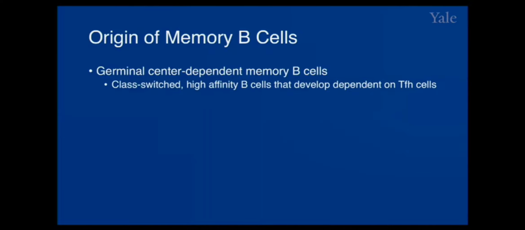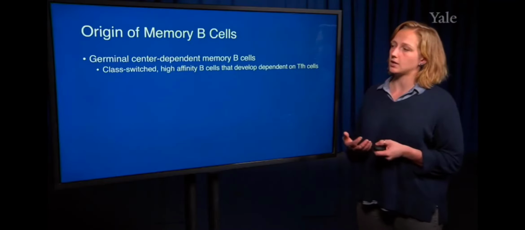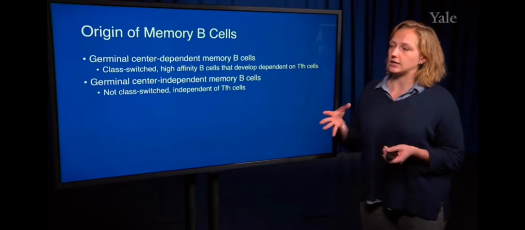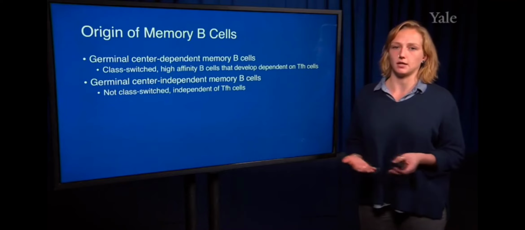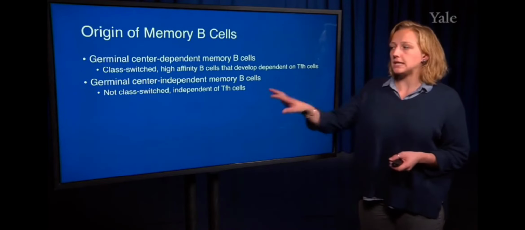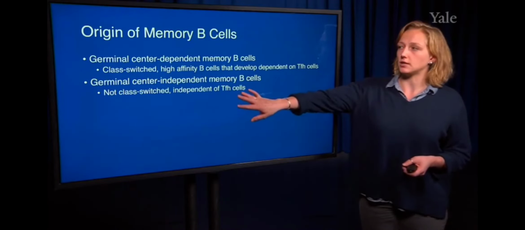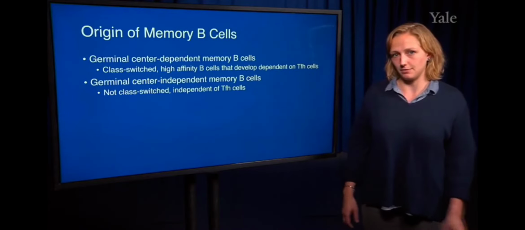The first, we have our germinal center dependent memory B cells. So these are the cells that have very, very high affinity antibodies, and they are class switched, and they develop from the germinal center interaction that allows them to gain high affinity. We also have germinal center independent memory B cells that have not class switched and do not have somatic hypermutation. So these cells have a lower affinity relative to the germinal center dependent memory B cells.